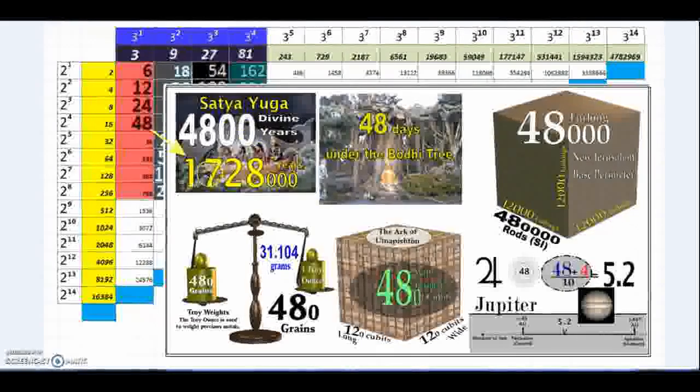So Satya Yuga, 1728, but that's 4,800 divine years, 48 days Buddha sat under the Bodhi tree. Mary, the mother of Jesus, was 48 years. Anyway, so you'll find it so often, but in weights and measures.